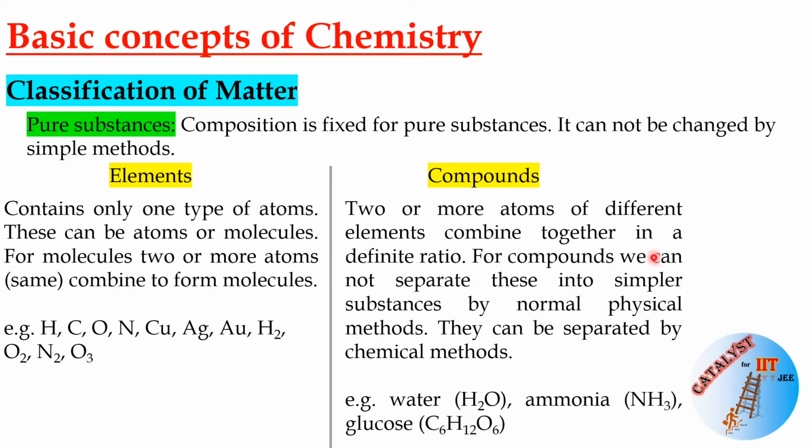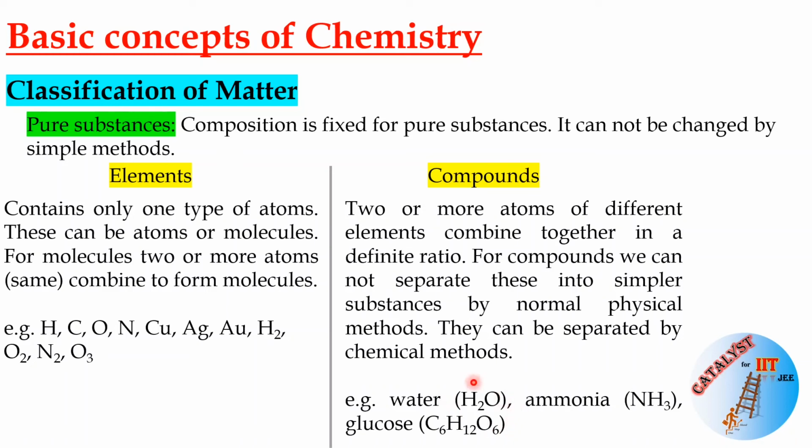Now for these compounds, we cannot separate them into simpler elements. Like for H2O, you cannot separate the H2 and the O out. In the case of ammonia, you cannot separate nitrogen and hydrogen out by normal physical methods. So these are also pure substances, and these are called compounds. In the case of pure substances, the composition is fixed.